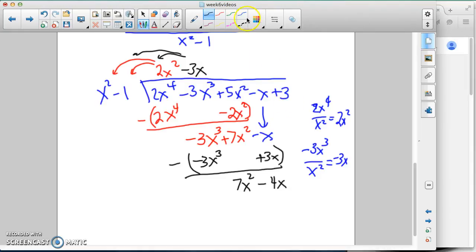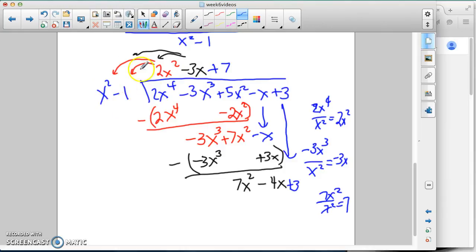Now we're going to bring our last term down just in case. Our last term is 3. So we're going to bring that down. We need to divide the first term by x squared. So we have 7x squared divided by x squared. So that's going to be 7. So our last term up here in our solution is 7.